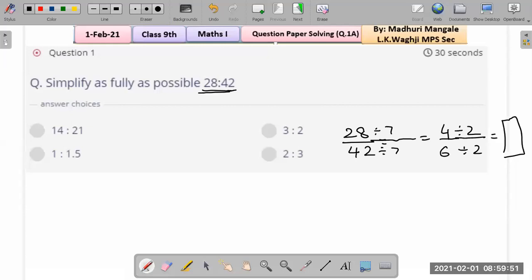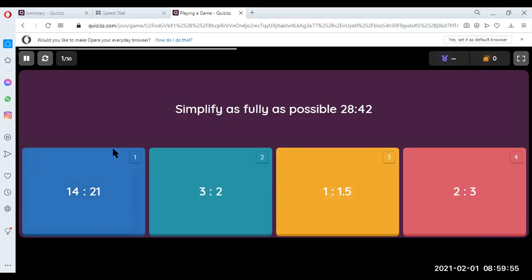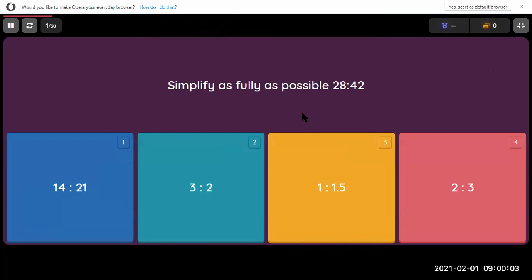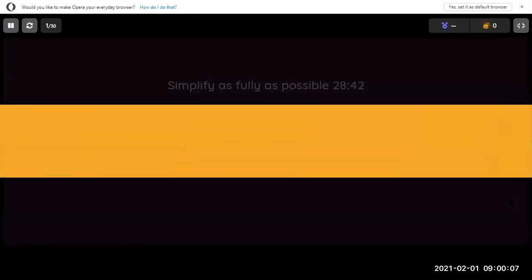Okay, and I see many of you have already submitted the answers. Just take a look how you would be able to see this. Yes, you will be able to see a question like this. Simplify as fully as possible. Okay, and these are the choices.